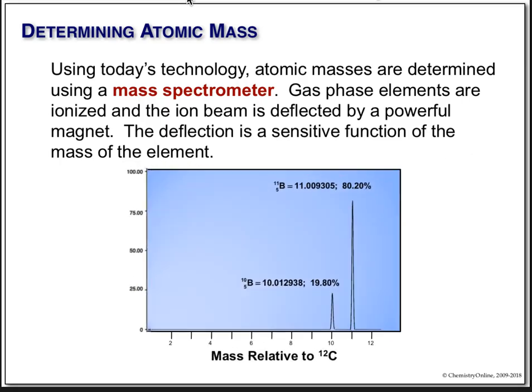Example here, this is for boron. Boron, 80.2% is boron 11. 19.8% is boron 10. What I want you to appreciate is look at all these significant figures. I mean, chemists are really good. We're really good at stuff like this. Tremendous. So this is how you get the numbers anyway. Any questions?